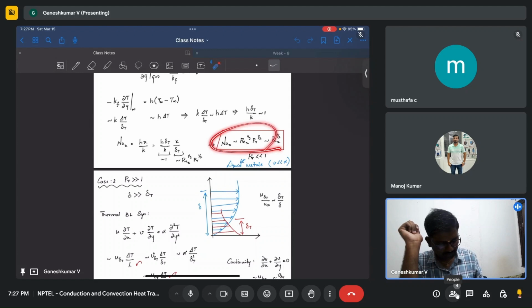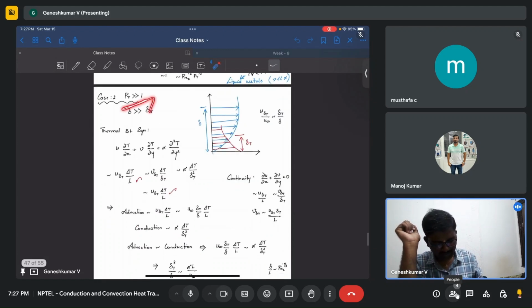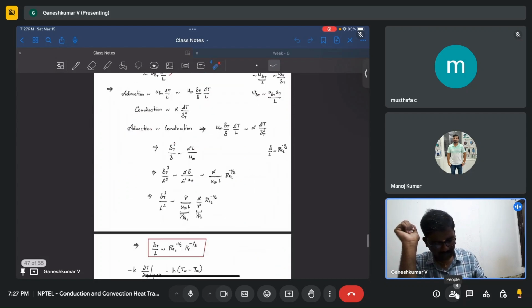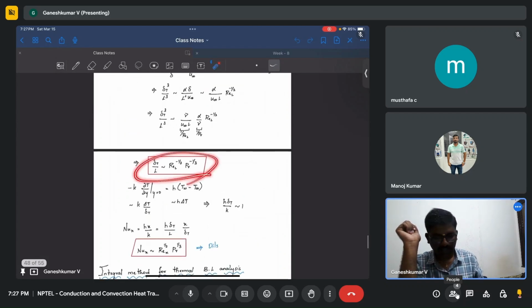So this is for Prandtl number very much less than 1, and the example is liquid metals. When the Prandtl number is greater than 1, you do a similar analysis, and then you will end up having this relation.